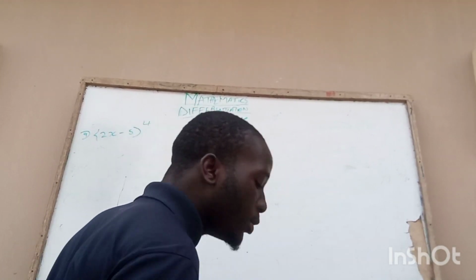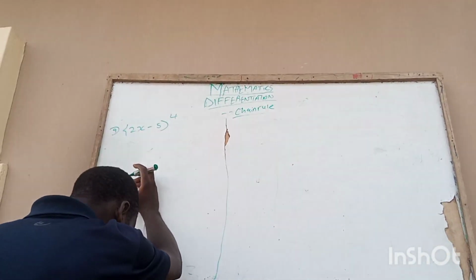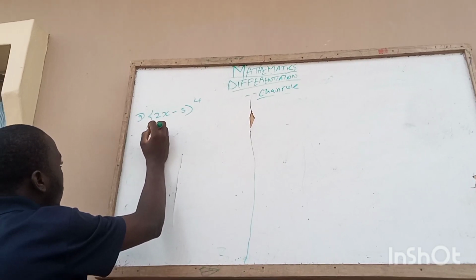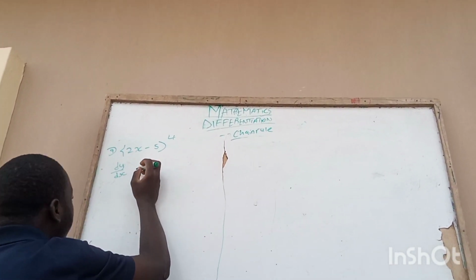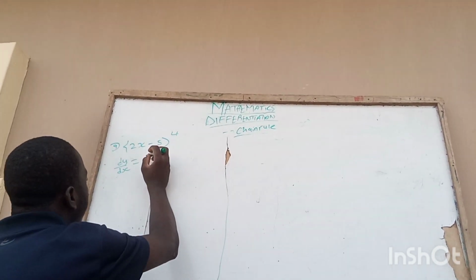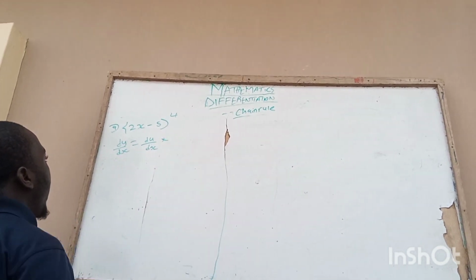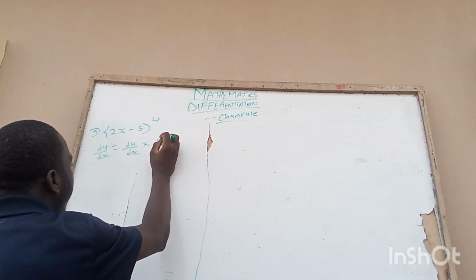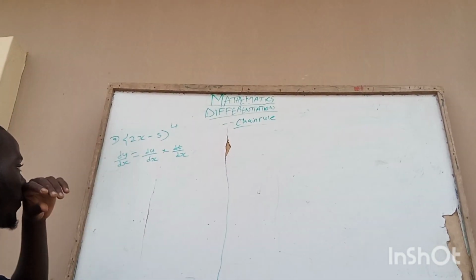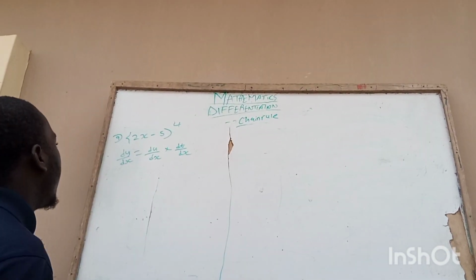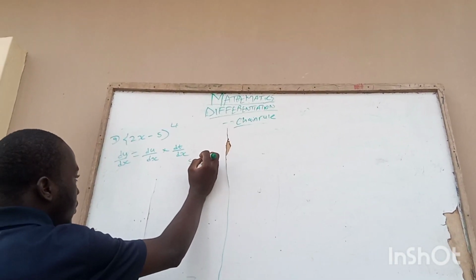So right here, the chain rule states that dy/dx will be equal to du/dx multiplied by dy/du. That's our formula for dy/dx, the chain rule. Now let's apply the rule. Solution.